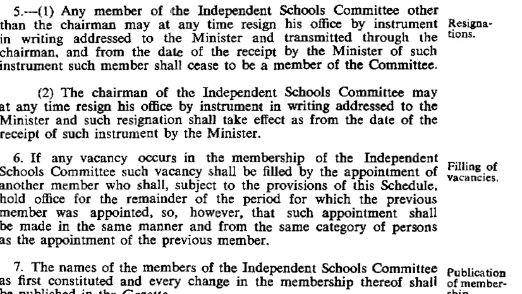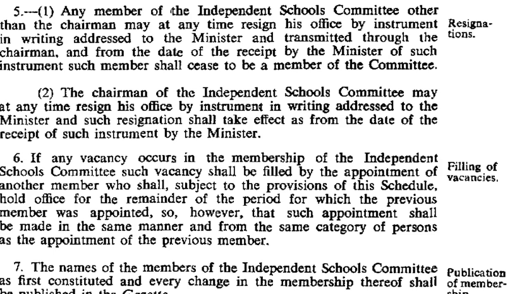5. (1) Resignation. Any member of the Independent Schools Committee other than the chairman may at any time resign his office by instrument in writing addressed to the Minister and transmitted through the chairman. So they address it to the Minister, but the letter is given to the chairman, addressed through the chairman, and from the date of the receipt by the Minister of such instrument, the member shall cease to be a member of the committee.